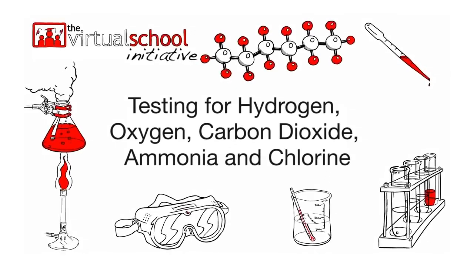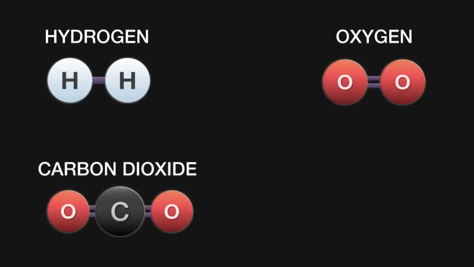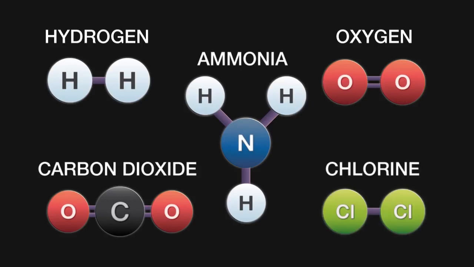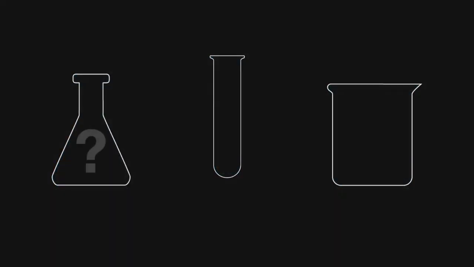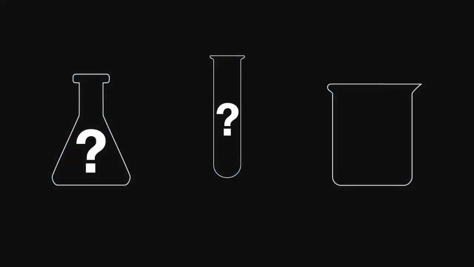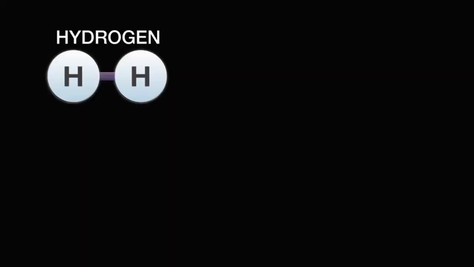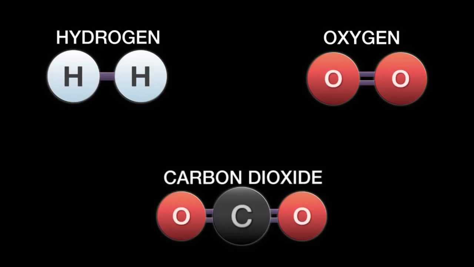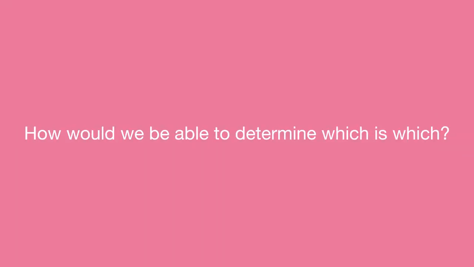In this lesson, we will learn how to test for the presence of hydrogen, oxygen, carbon dioxide, ammonia, and chlorine. We test for gases in the laboratory because it is nearly impossible to determine the identity of a gas just by its appearance. As an example, hydrogen, oxygen, and carbon dioxide are all colorless and odorless. How would we be able to determine which is which?